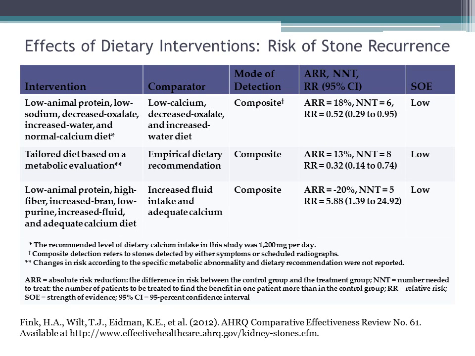The next slide takes a look at the effects of dietary interventions, but this table looks at a low-protein, high-calcium diet and the intake of a tailored diet based on a metabolic evaluation. As you can see, a multi-component diet including normal calcium, low protein, and low sodium did reduce the risk of stone recurrence when compared with just a low-calcium diet.